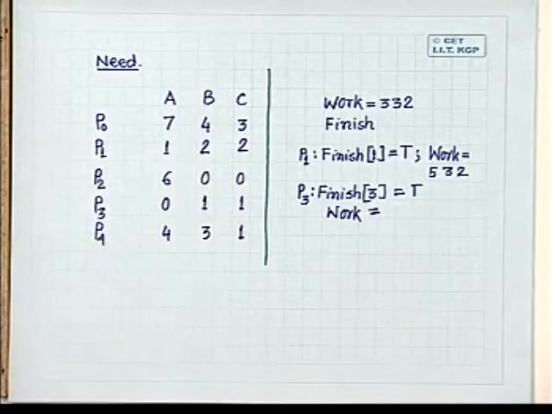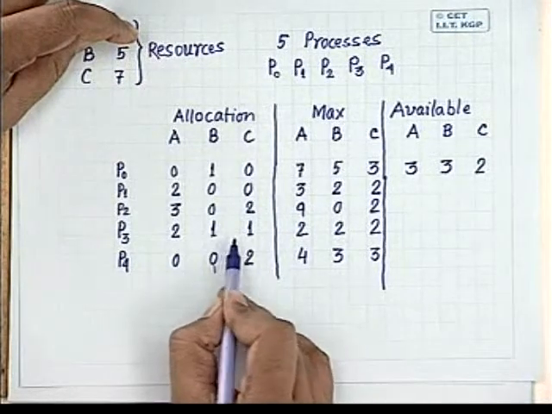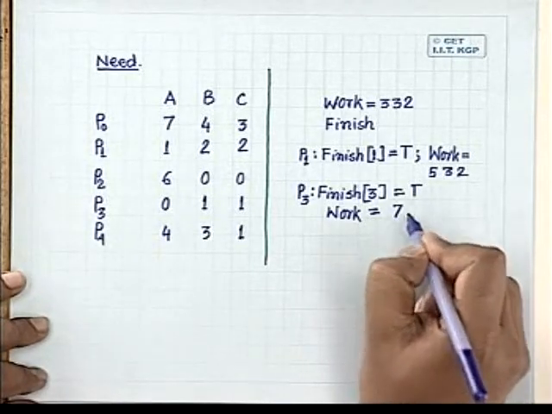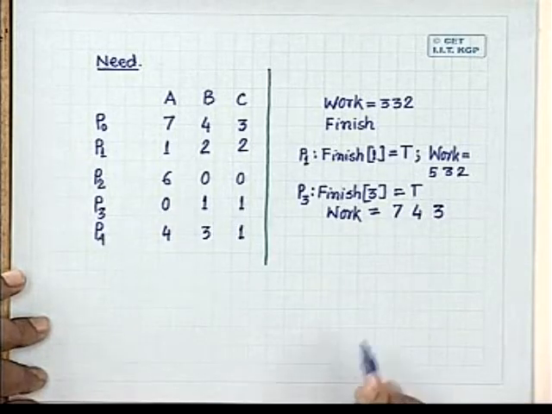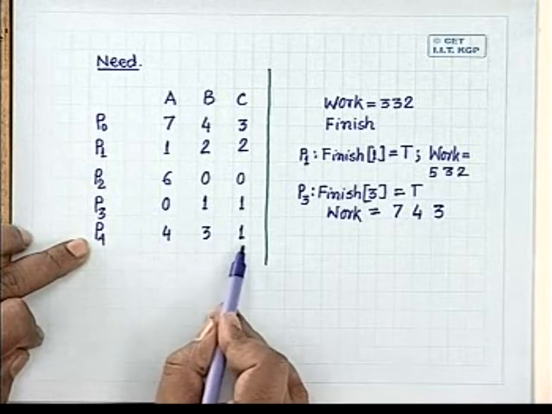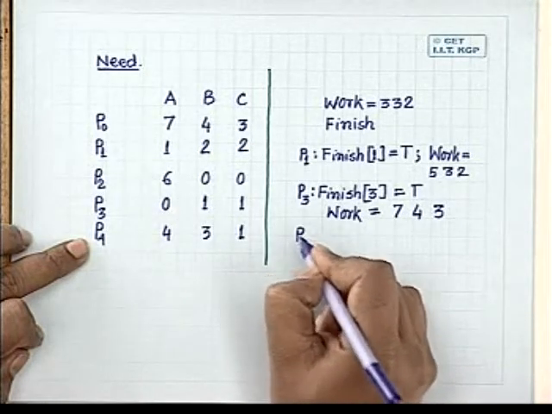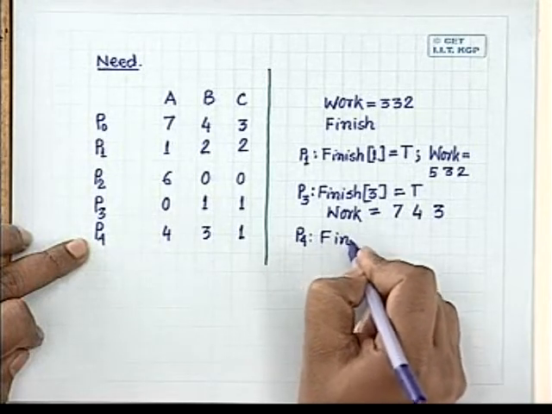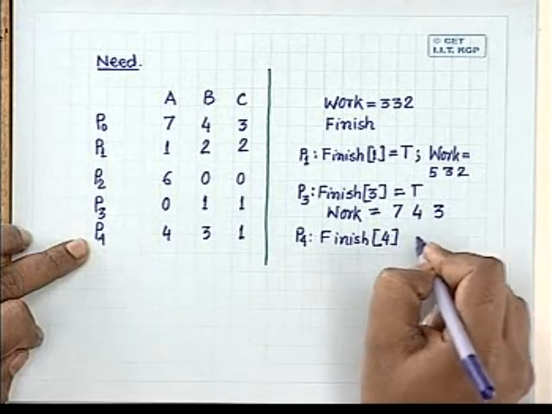Allocated 3 is 211. So this 211 will be added to work. Okay, so this will be 7, 4, 3. With this I come to P4. In P4 you find that future need is 431, which is less than or equal to this. So P4 can complete. Because P4 can complete, I make finish 4 equal to true.